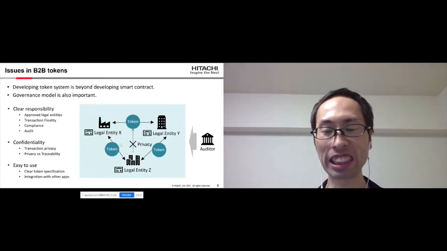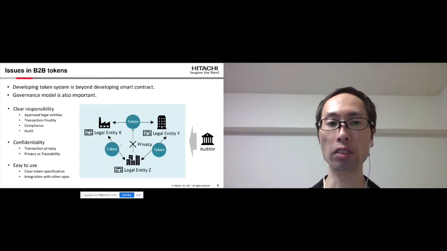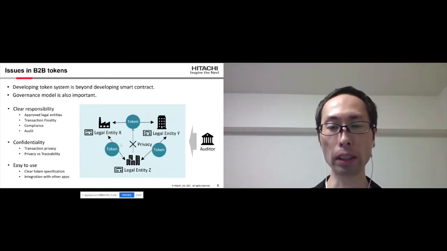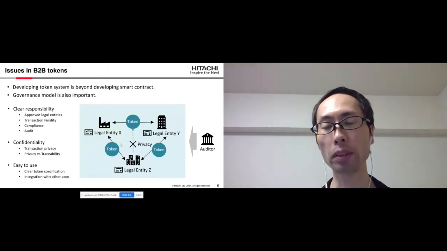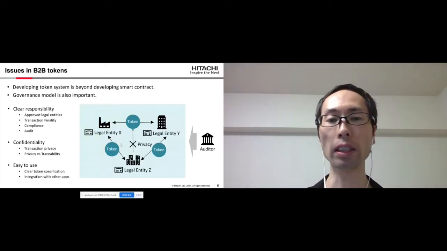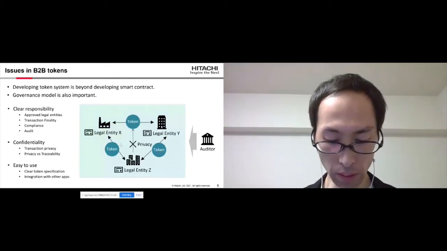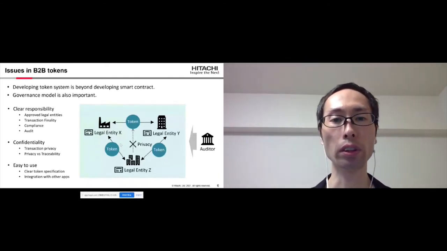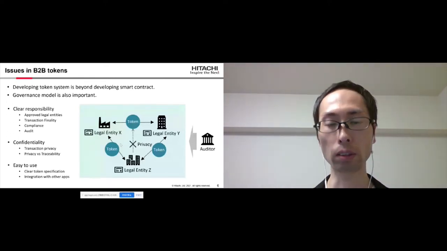Secondly, confidentiality is important. B2B transactions have many confidential data. So a transaction should be kept among relevant stakeholders. At the same time, we also keep traceability because the benefit of token is tracking the history of assets. So we need to consider the balance between privacy and traceability. Lastly, tokens need to be easy to use. Many stakeholders join this token network, so everyone can understand the token specification correctly.